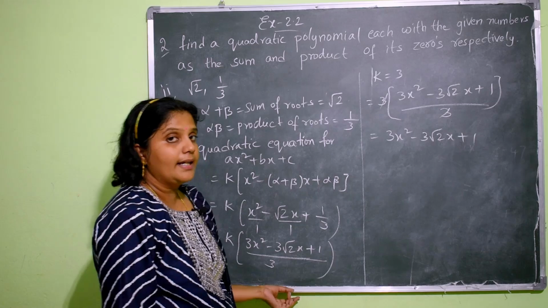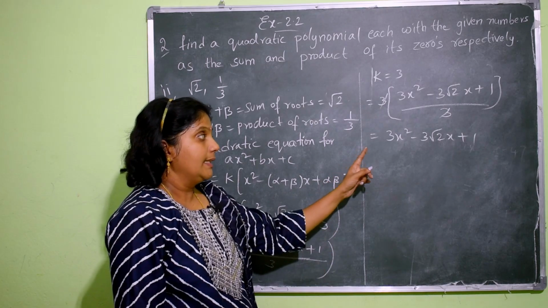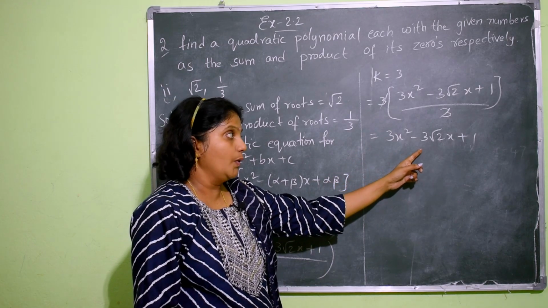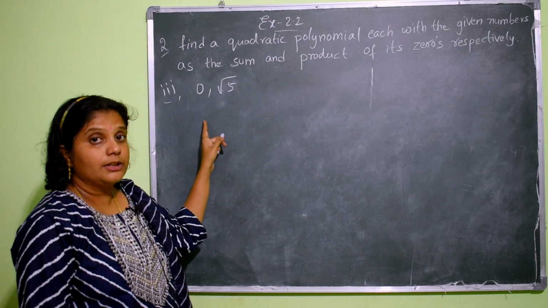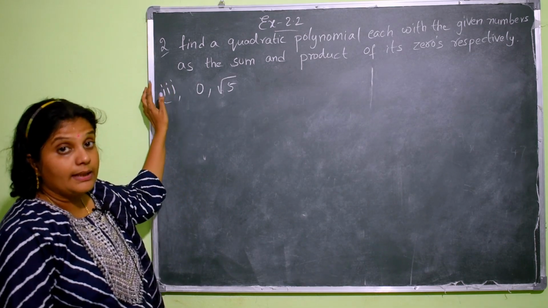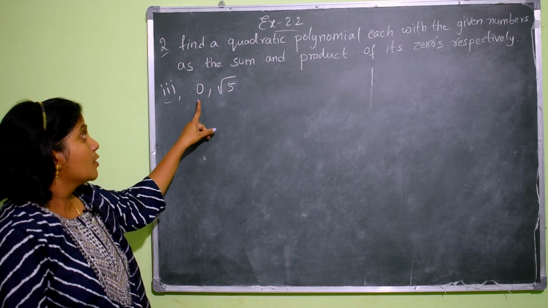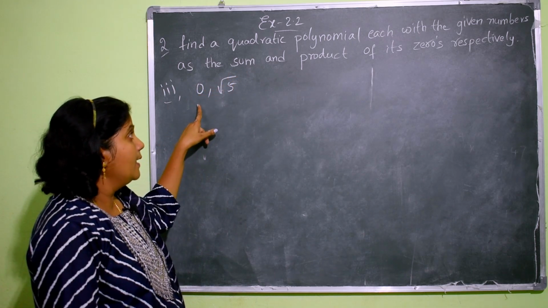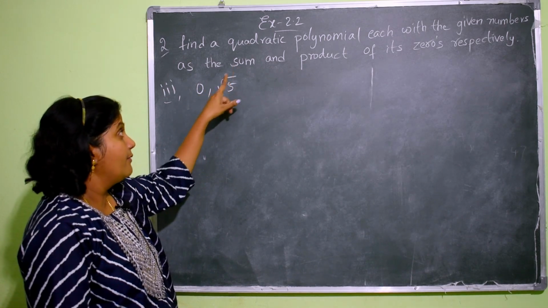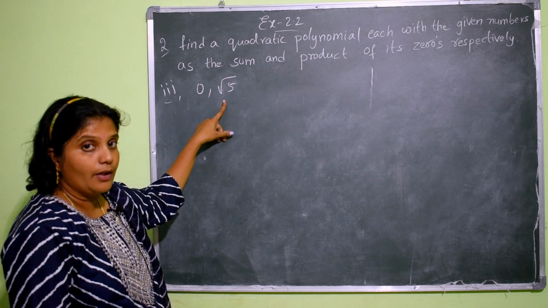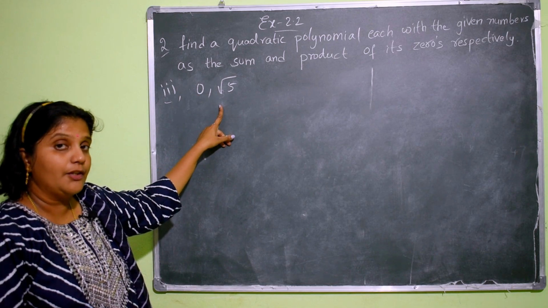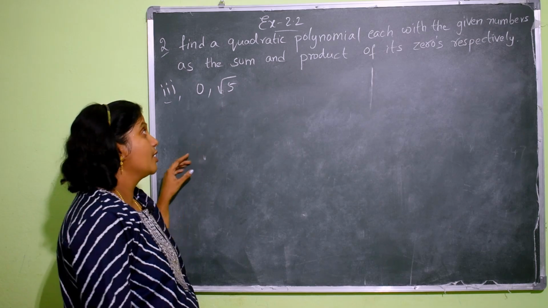So now what is the quadratic equation we have got? 3x square minus 3 root 2 into x plus 1. Understood? So now third problem, third bit in the second problem. What is given again? The sum and product of the zeros. So this is the sum and this is the product.